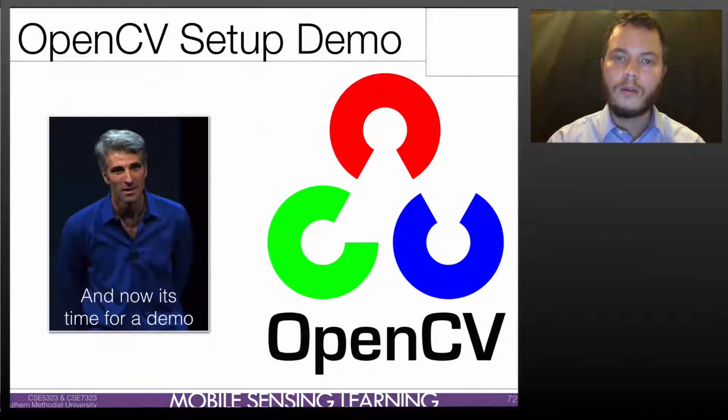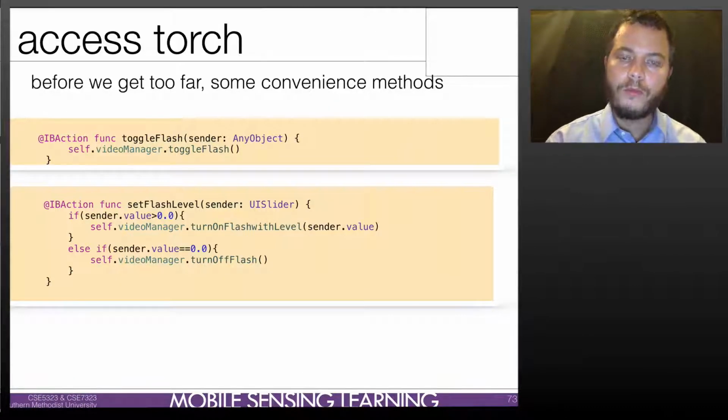Okay, so now let's move beyond the OpenCV setup demonstration. Before we get too far, I want to bring up some convenience methods that are part of the VideoAnalgesic video manager. The first one is going to be the toggle flash button. So if you call self.videoManager.toggleFlash, you will actually turn the flash on the backside on or off. Right? Similarly, there's a toggle camera position where you can actually tell it to go from the front to the back camera or the back to the front camera and vice versa.